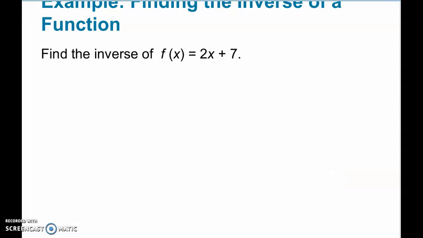So we start with this one. I'm going to follow the 4 steps on the previous page. So I want to find the inverse of this function. The first step is to replace this f of x with y.